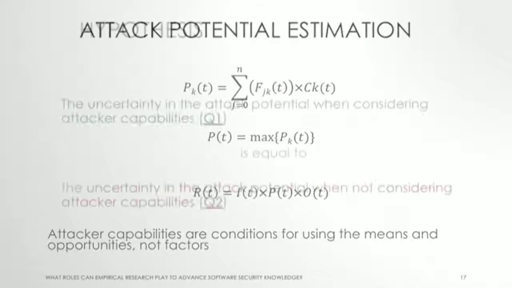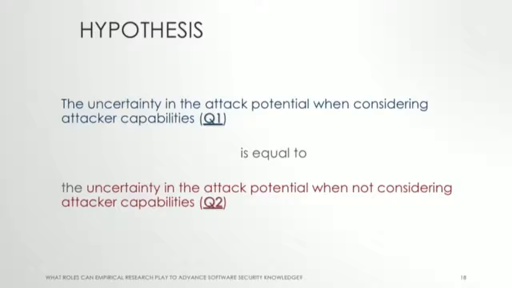So we had the idea on how to measure it, how to identify this uncertainty. We came with one factor that we believe should have an impact, and in our opinion it actually had an impact, but still we are two, and whether the numbers we got are arbitrary because we are excited about it, or whether that was kind of truth. So we came with a hypothesis: the uncertainty in the attack potential when considering attacker capability is equal to the uncertainty in the attack potential when not considering the attacker capability.